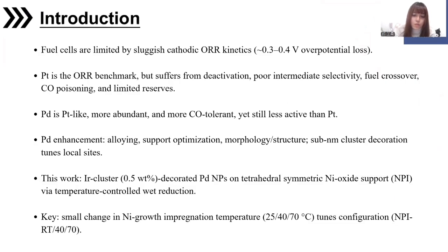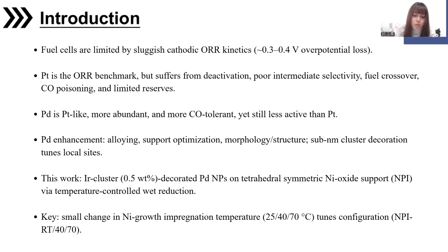Introduction. In fuel cells, the major bottleneck is the cathodic oxygen reduction reaction, ORR. Since ORR is a multi-step process, it causes the largest overall potential loss of about 0.3 to 0.4 volts, and therefore largely determines the fuel cell's performance.